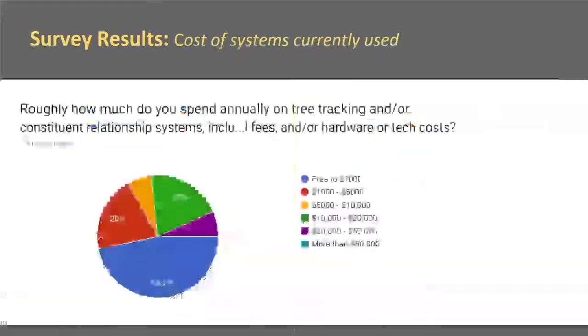We also, in the survey, asked how much people were spending on their systems. We thought that would be interesting to see. The majority of people are spending less than $1,000 a year on their systems, so it's not, in the grand scheme of things, something that they're putting huge sums of money towards. No one spent more than $50,000 a year, but there was 20% in the 10 to 5, and then in the 10 to 20, and then in the 1,000 to 5,000. So we thought that was interesting. There is a split in what monetary resources folks are putting into these systems.